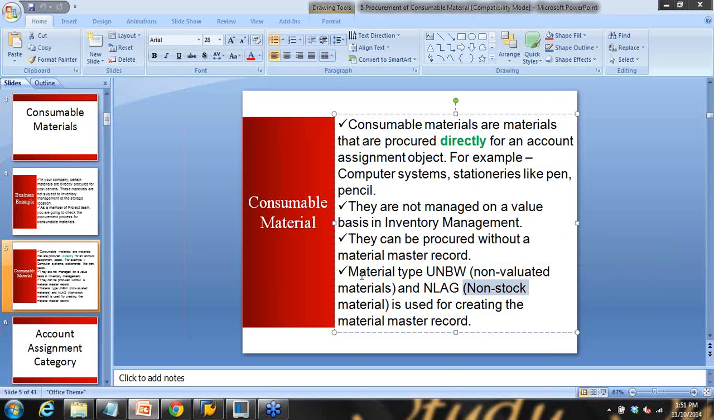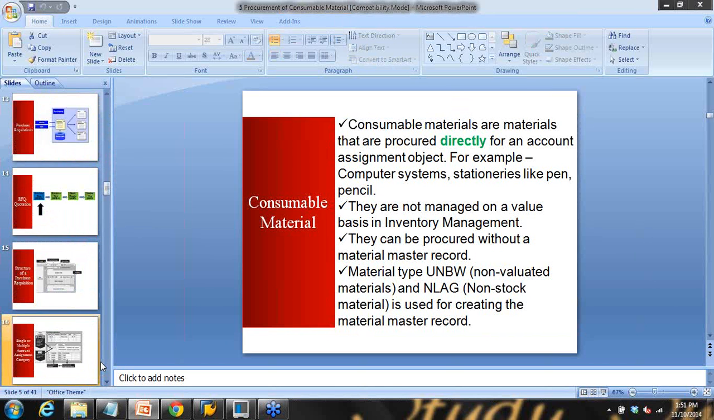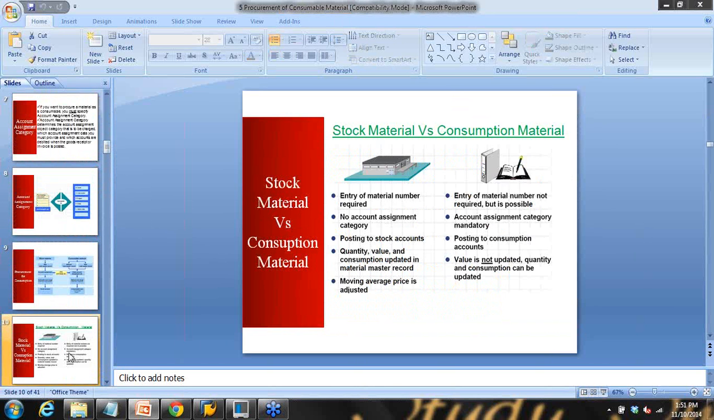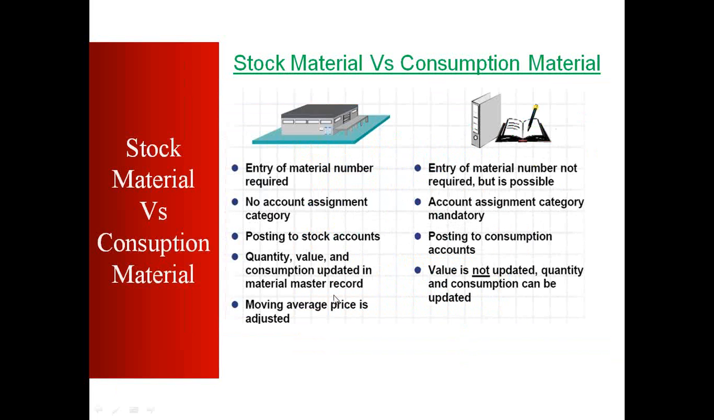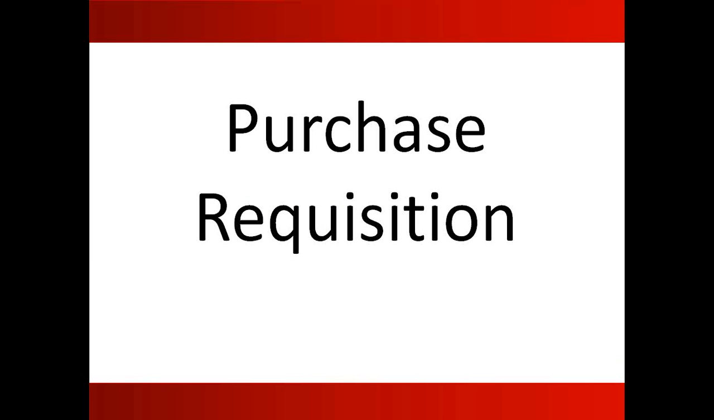This is done automatically from the customizing, which we'll see in the next topic, how the material type can control whether the stock can be maintained or whether the valuation can be maintained or not. We'll see them in detail again in the customizing topic later on. So that's the comparison between the stock material and consumption material. Now we're starting the next topic, which is purchase requisition.